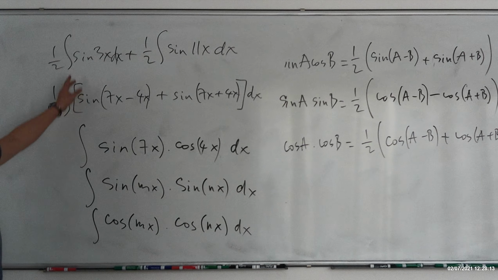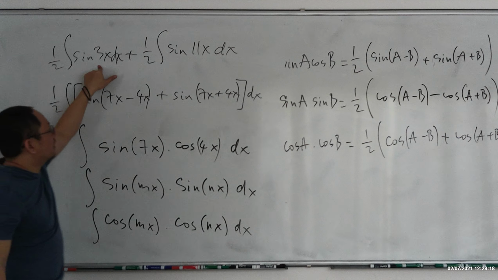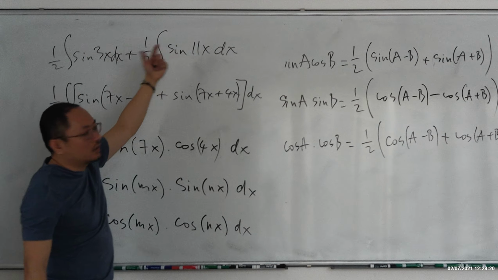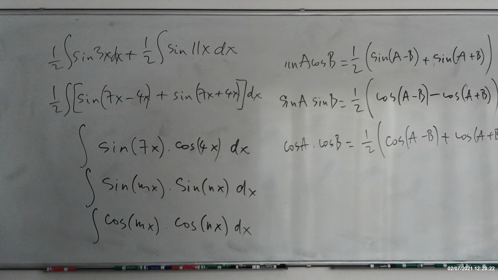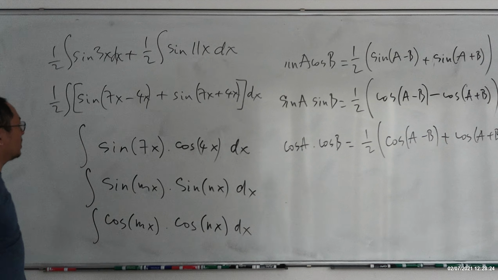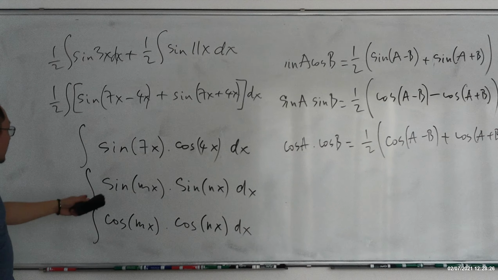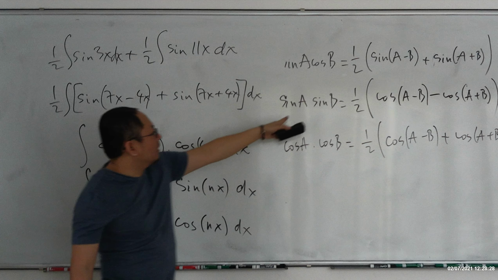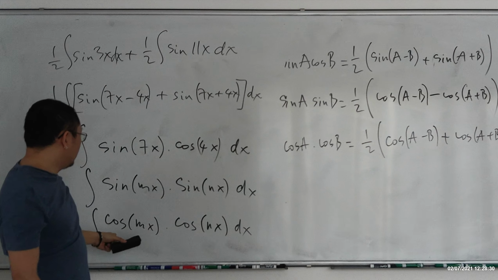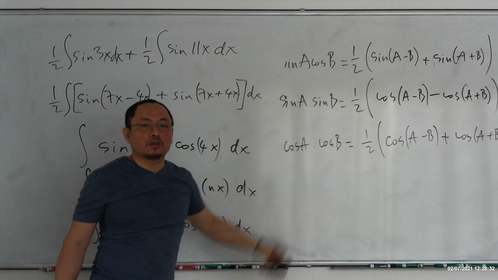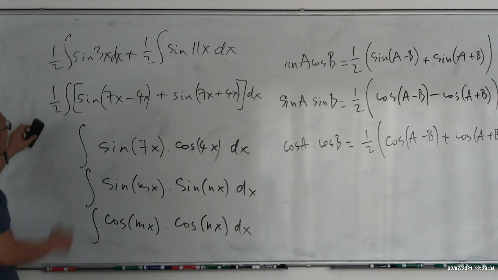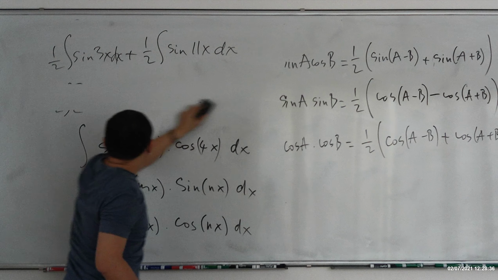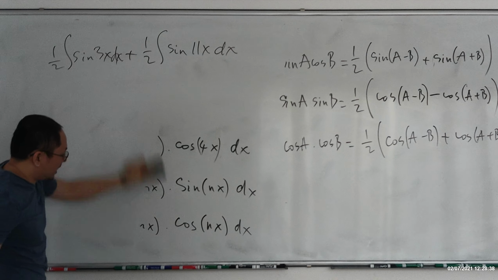Now you have two separate integrals. You can integrate sine of 3x, let u equal 3x, and you have the answer. Sine of 11x, let u equal 11x, and you have the answer. And of course, same thing for the other two. If you see sine times sine, you use the second formula; if you see cosine times cosine, you use the third formula. You should have the answer. So let me finish up that problem for you, and then I'm going to move on to the next section.